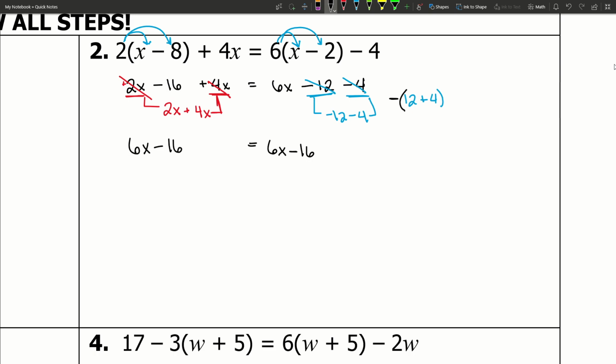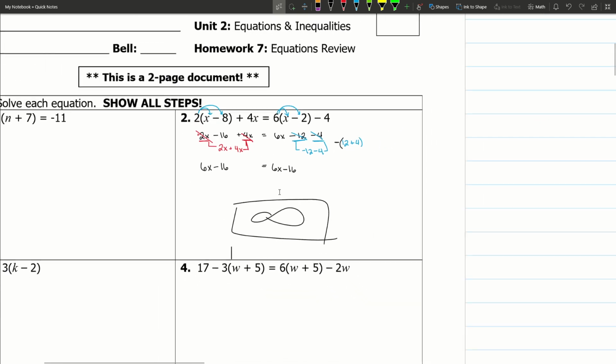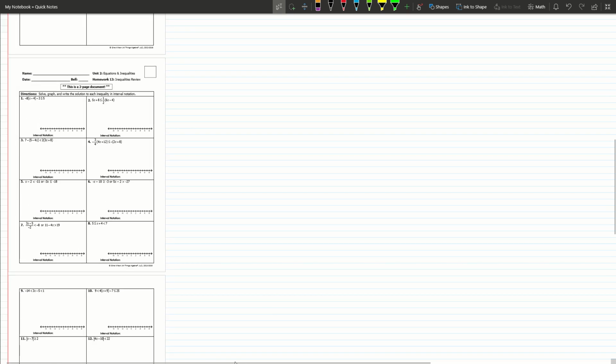And again, that's because we are taking the negative of 12 plus 4. We have the same thing on both sides, the exact same thing. If the exact same thing is on both sides, then we have infinite solutions, all of them. We have a lovely infinity sign. Done. Oh, well, there it is.